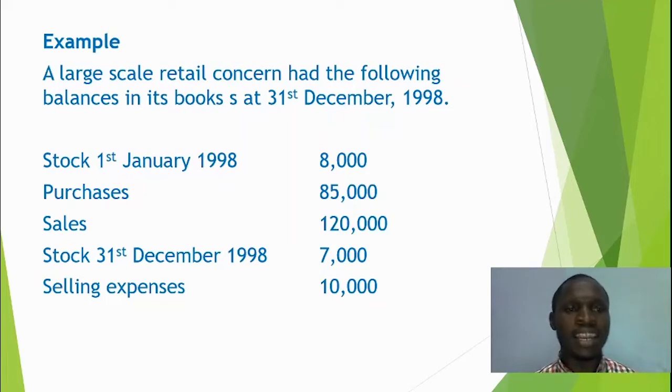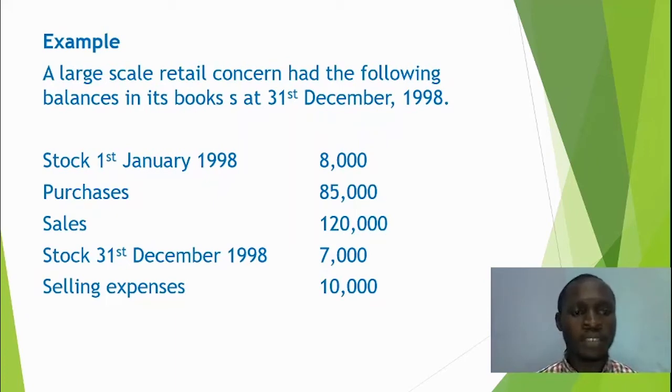It says a large-scale retail concern had the following balances in its books as at 31st December 1998. Stock 1st January 1998, 8,000. Purchases 85,000. Sales 120,000. Stock 31st December 1998, 7,000. Selling expenses, which is 10,000.